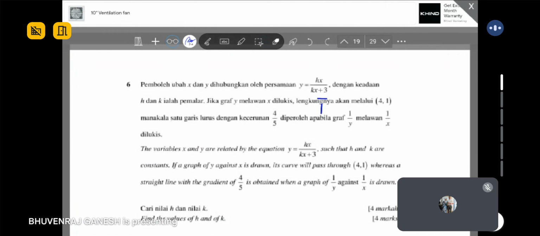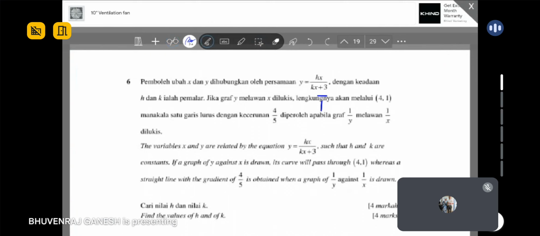Okay, so for this question, this one is on linear law. Okay, hukum linear. Okay, so for this question, they ask you to find H and K. Okay, kamu kena cari H and K.